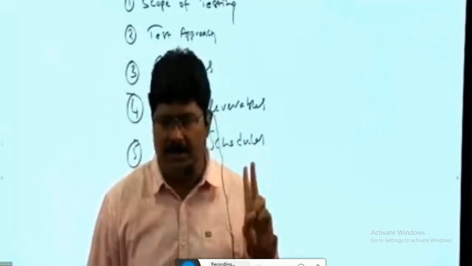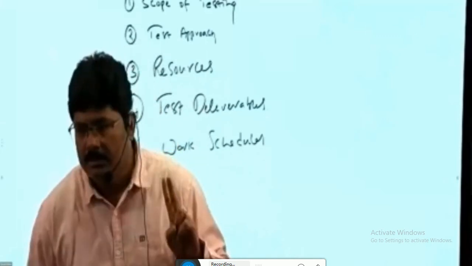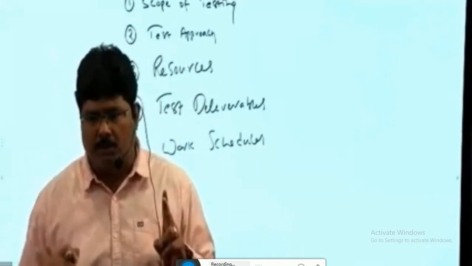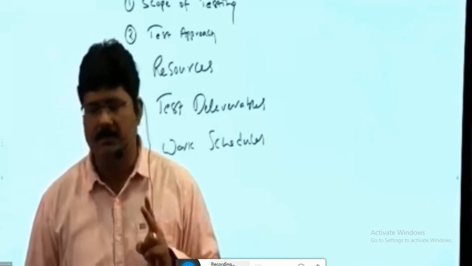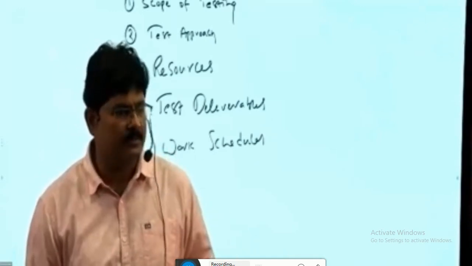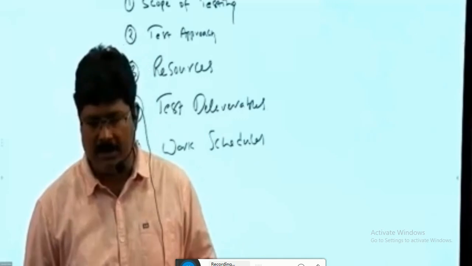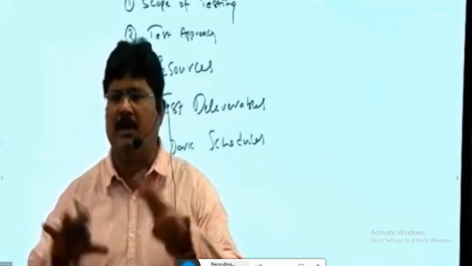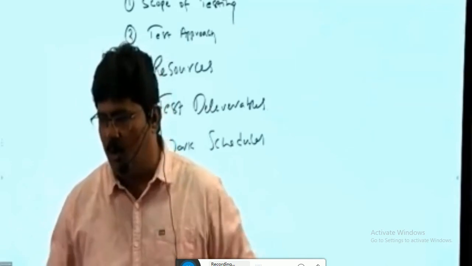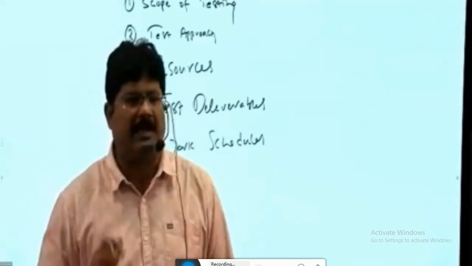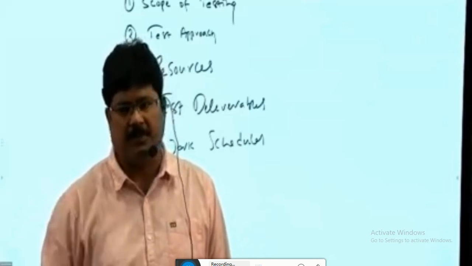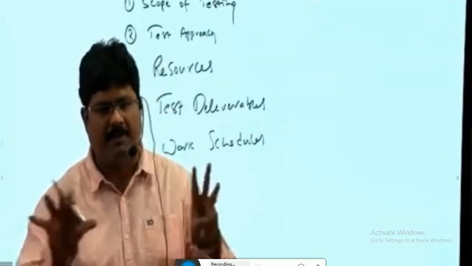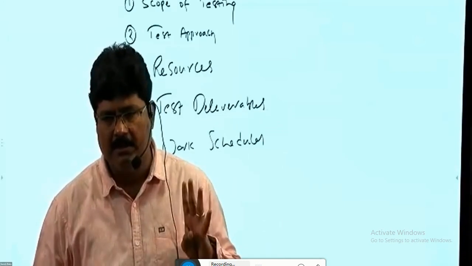The second one is test approach. So what to do first, what to do next, what to do next, and what to do last. It's called test approach. Got it? Then what is the next one? Resources. Who are the points of contact for the current project? Who is our project manager? Who is our business analyst? Who are the testers? Who are the developers? Team information. Fourth one is test deliverables.